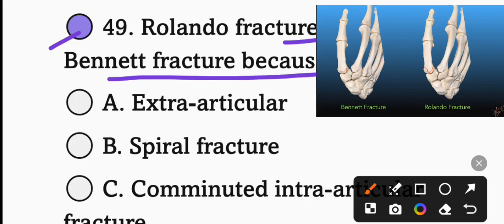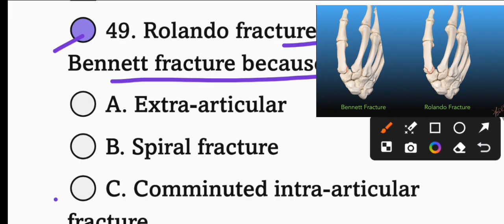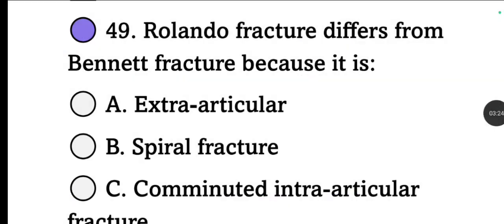In a comminuted fracture, reduction is very difficult and the prognosis is very poor. So the correct option given is comminuted intra-articular fracture. Okay, I think that is clear.